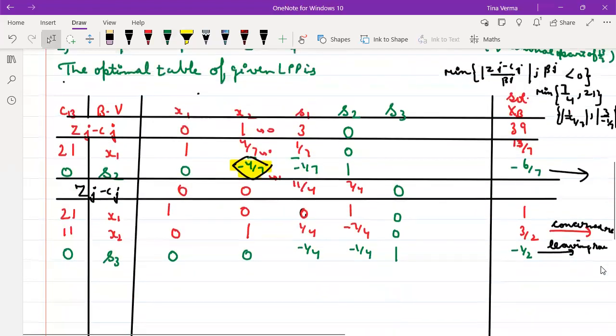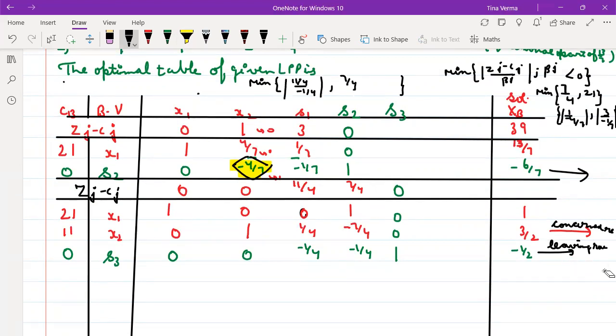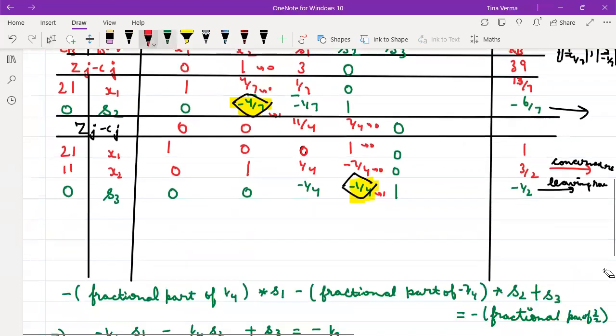Entering side, Kshitij. Tell me the entering. Minimum of, tell me what will come? That will be 3 divided by 1 by minus 1 by 4. So it will be your ZJ minus CJ 11/4 divided by -1/4, comma 7/4 divided by -1/4. You will not take this one, why? Because this is a positive quantity. What is your minimum? S2. So that means this is my pivot element. I have to make the pivot element 1, other elements 0. So you will apply your row operations.